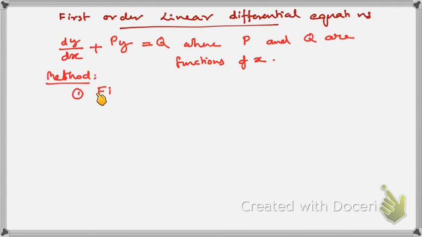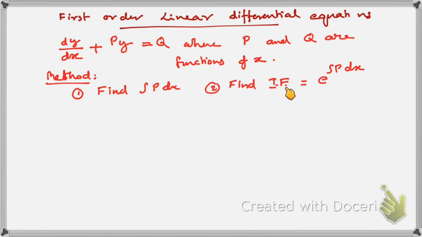Step 1 is you find integral p dx. The p is picked up from your question, integral p dx. The second step is calculating something called the integrating factor. We often write it as IF, the integrating factor, which is e to the power of integral p dx.